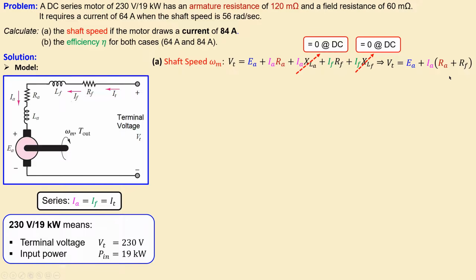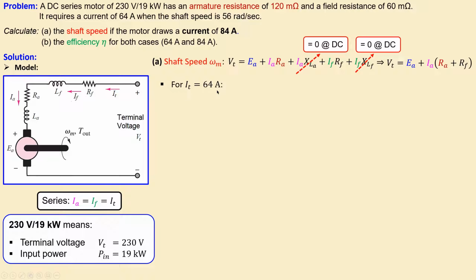So you only have the armature resistance and also the field resistance here, and also the back EMF and also the current. It depends, of course, what you prefer to use the current. I prefer most of the time to use the armature current, so that's actually what's shown here. Okay, now we can use this formula to calculate the required shaft speed. Let's move on for the first case.